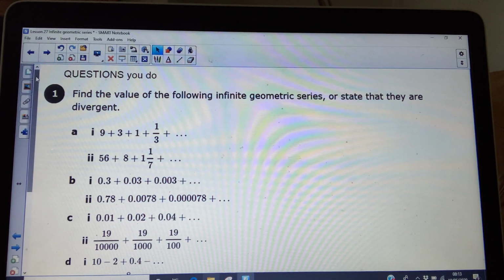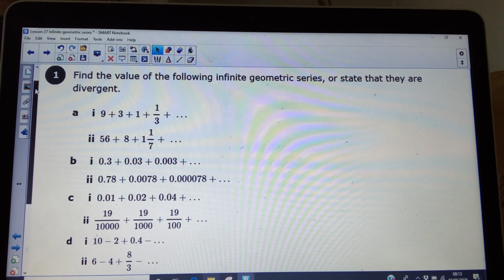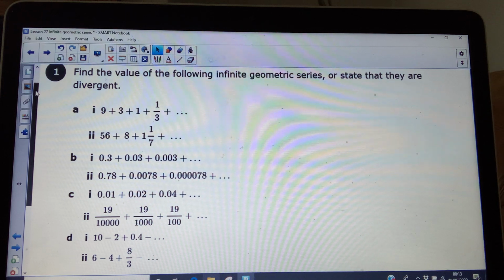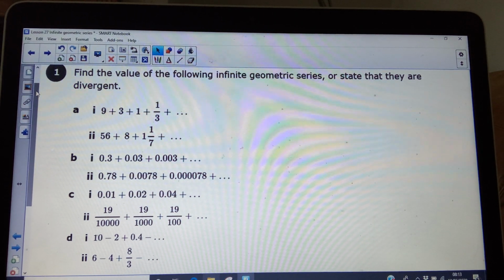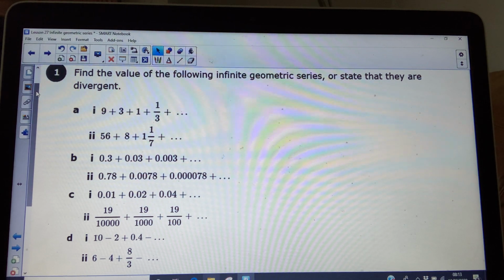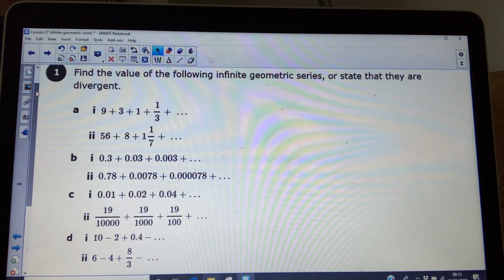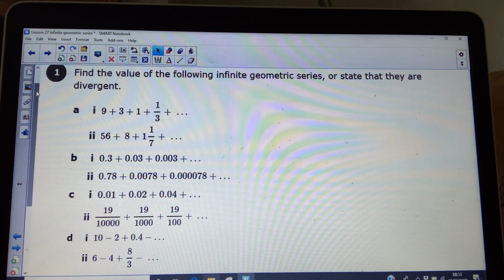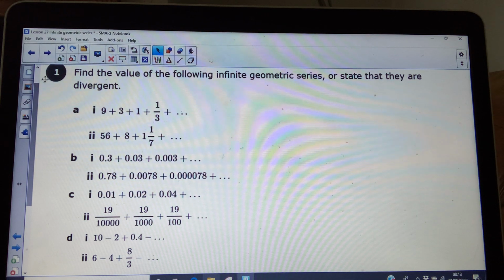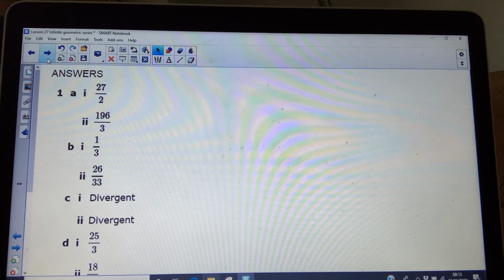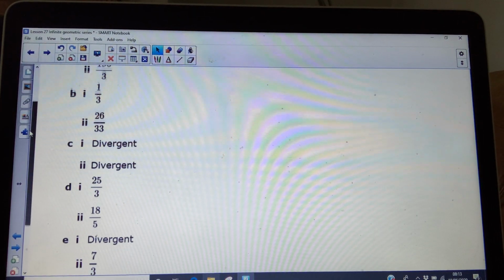Right, so if you'd like to pause the video, what you're going to do is find the sum of the geometric series to infinity if you can. So first of all, decide what the common ratio is. If it lies between 1 and -1, find the sum to infinite number of terms. If it doesn't, you've got a divergent sequence. So have a quick go at those. And here are your answers.